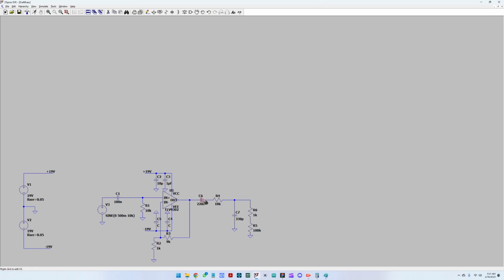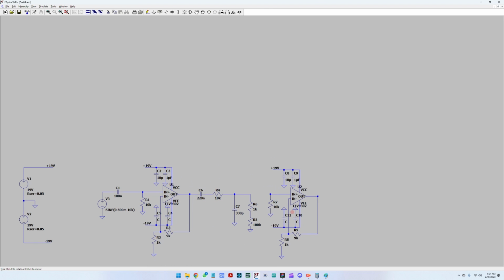Now we have to go to the next stage of amplification, and I'm going to copy all the parts here, and I'm going to place them here. Maybe delete some components like this one here. Okay, and I'm going to draw and connect the signal here.